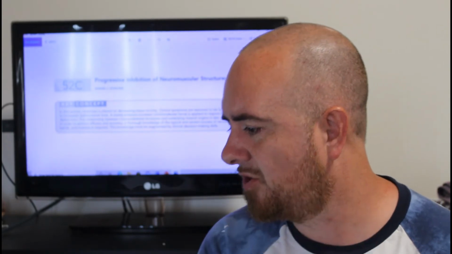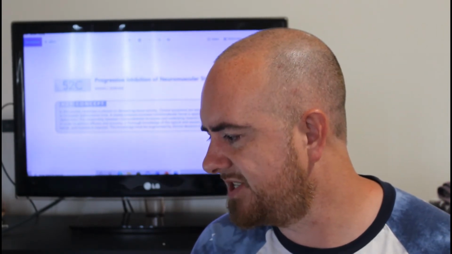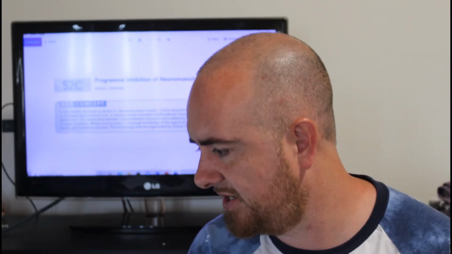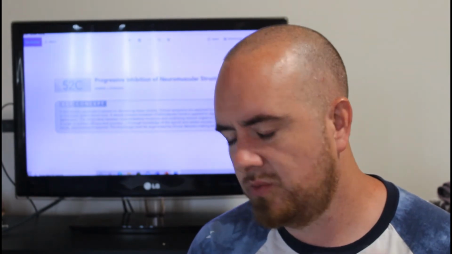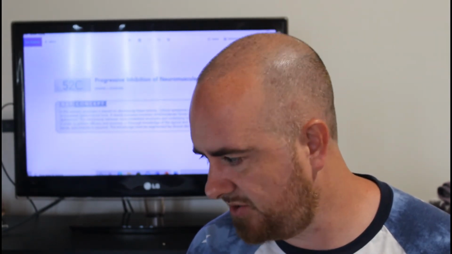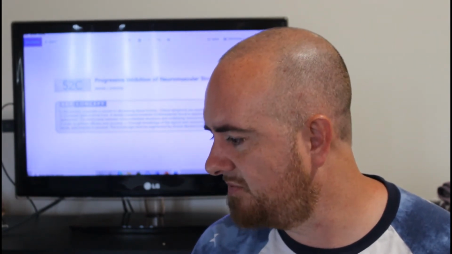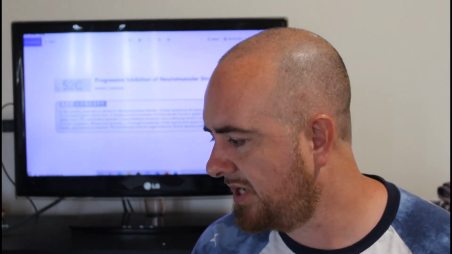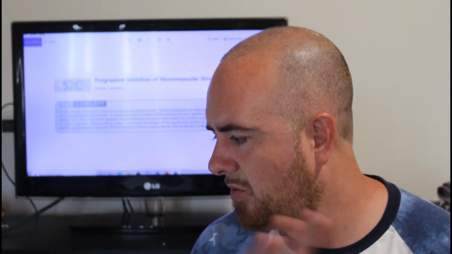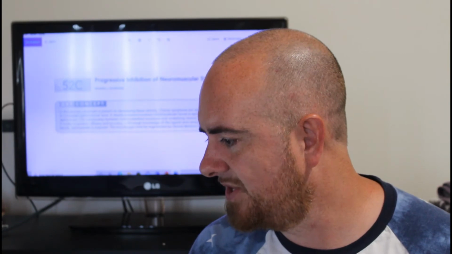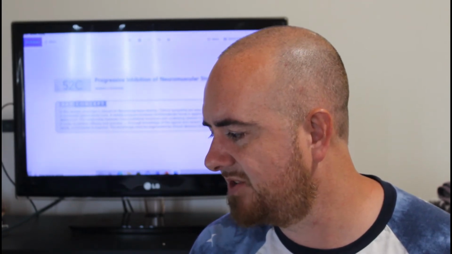Progressive inhibition of neuromuscular structures. In this section, emphasis is placed on decreasing tissue tonicity, so tissue tone. So we're looking at soft tissues here. Clinical symptoms are assumed to be directly related to increased dysfunctional tone. Steady pressure, constant mild or moderate force is applied to regions of dysfunction. The relationship between musculoskeletal structures and underlying visceral organs is also considered.